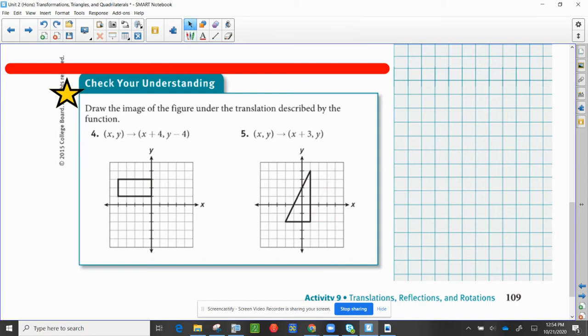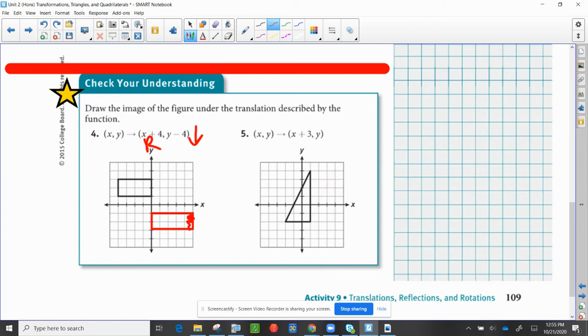Okay, so number 4, if we're taking x plus 4, that means we're going to the right 4. And y minus 4 means we're going to go down 4. So we're going right and down. So your image should have been, if I can click on it, right there. If we take that rectangle, oops, I made mine too big, but no big deal. Pretend that's not there. We take our points and shift them to the right and down. Each point, each vertex of that rectangle, has to do the same thing.